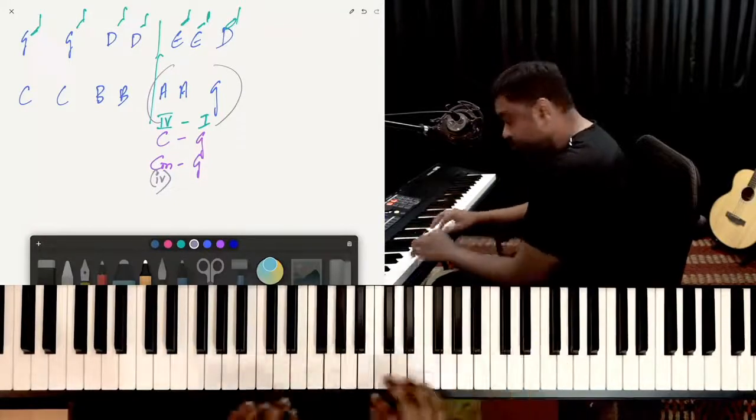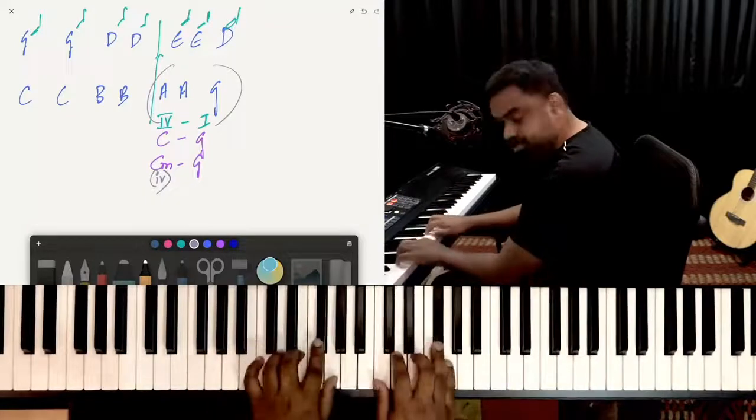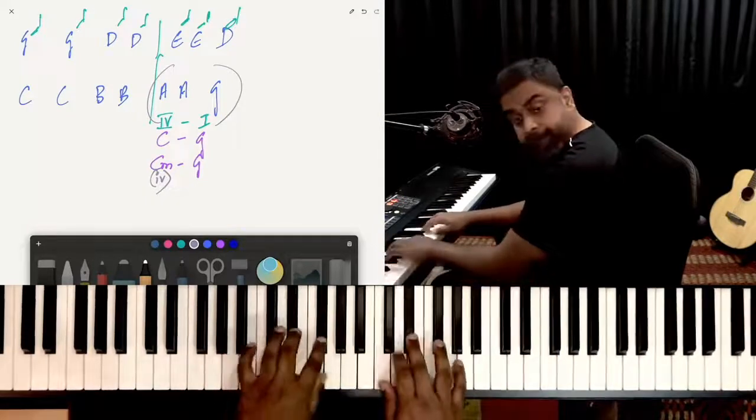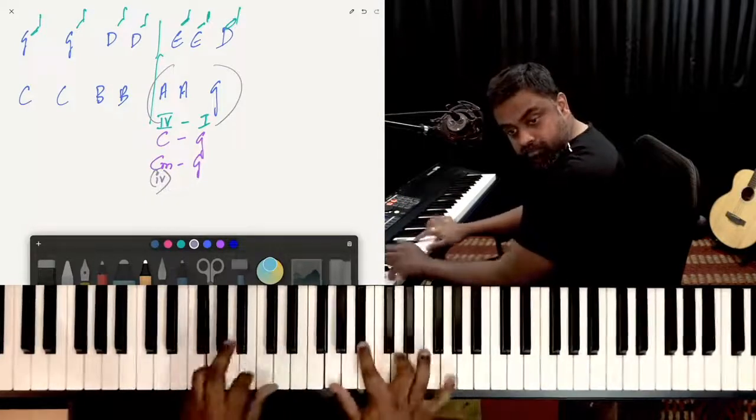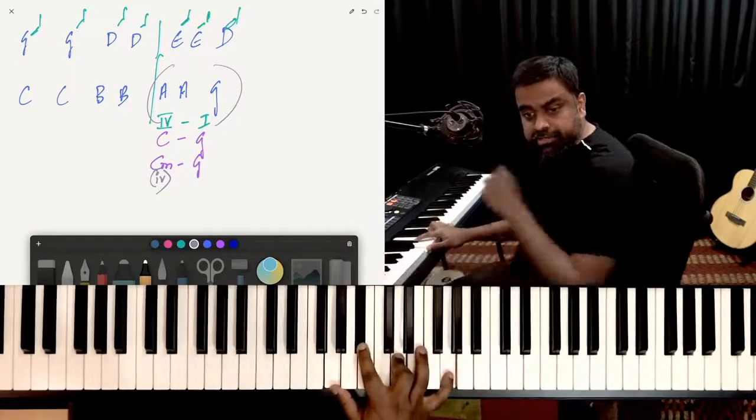Now I've moved the whole thing from G major to the whole deal to that.